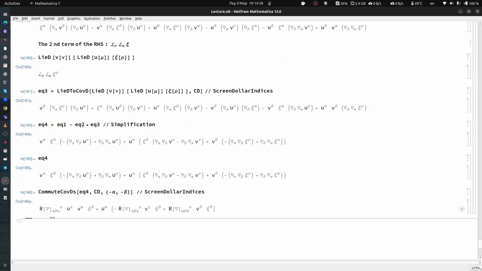So you see this expression here, and we can define equation 5 to be this. And then we can simplify and save the result in equation 6 using simplification.